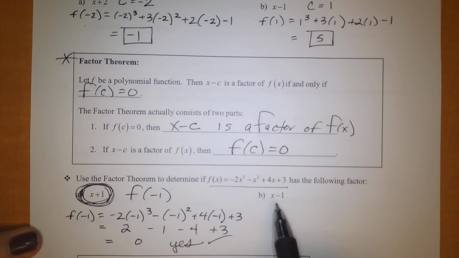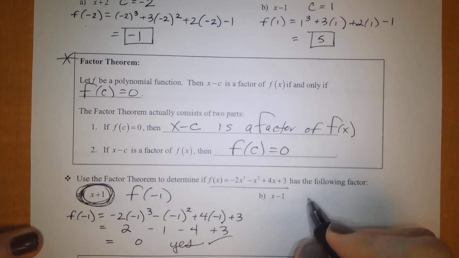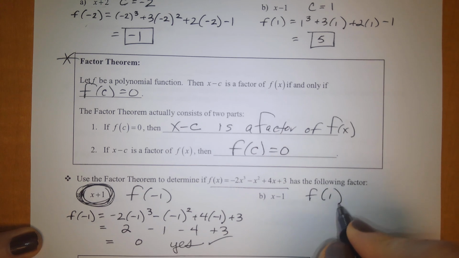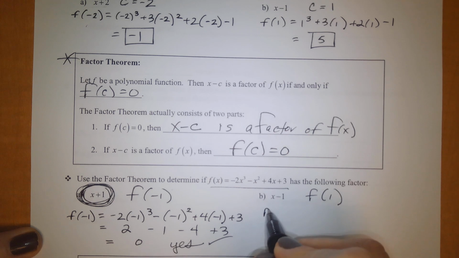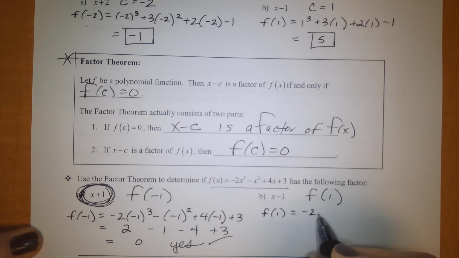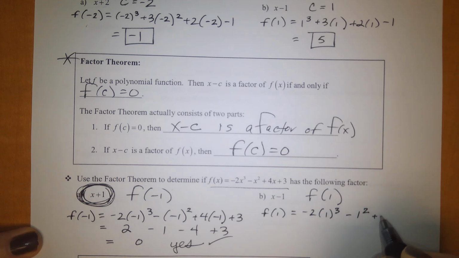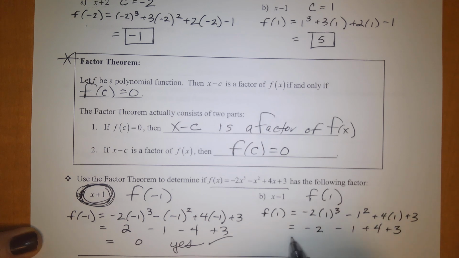The next question, let's do the same thing. To determine whether this is a factor of the polynomial up above, we're going to do the same thing. This time we're going to find f of positive 1. Remember, it's always the opposite of the sign. So let's find f of positive 1. Negative 2 times 1 cubed minus 1 squared plus 4 times 1 plus 3. So this is negative 2 minus 1 plus 4 plus 3, which is going to be 4.